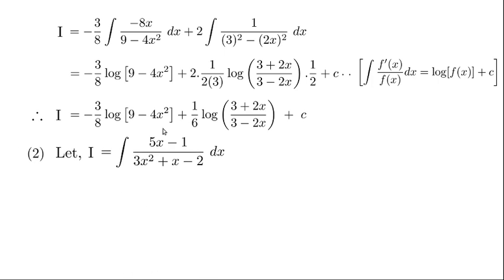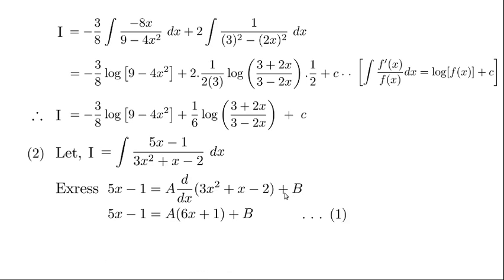Here we have (5x minus 1) upon (3x square plus x minus 2). We have an x term also in this case, so we make use of the method. The method says 5x minus 1 is written as a times the derivative of the denominator plus b. That gives 5x minus 1 equals a times (6x plus 1), the derivative of this, plus b. Now open this bracket and simplify. We get 5x minus 1 equals 6a times x plus a plus b.